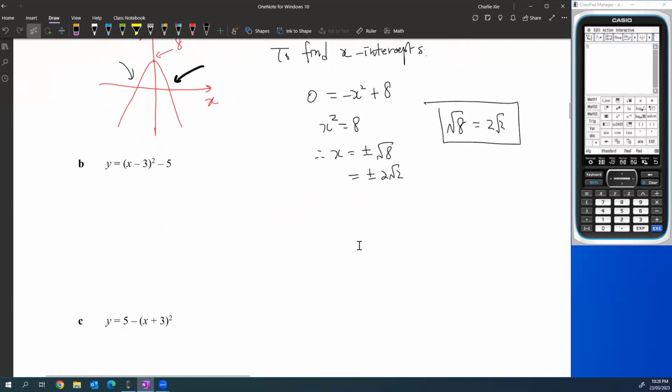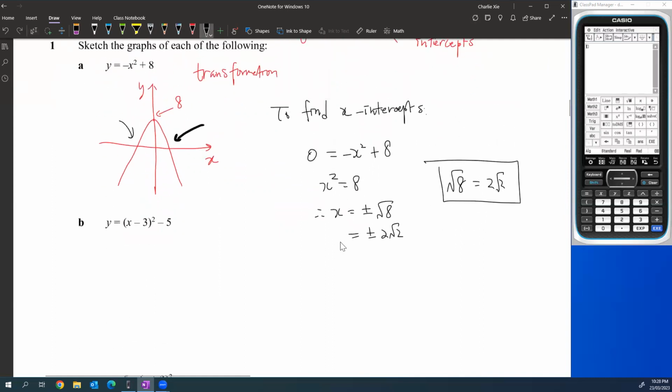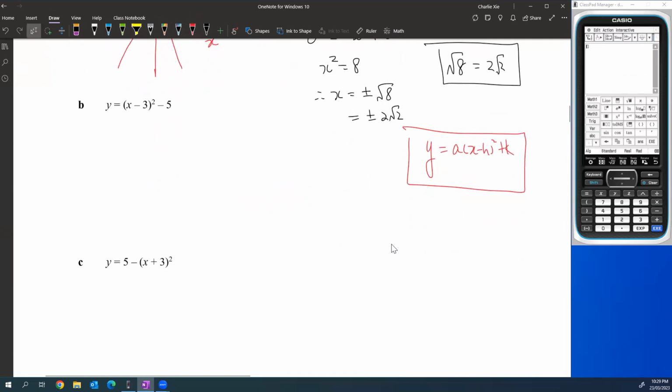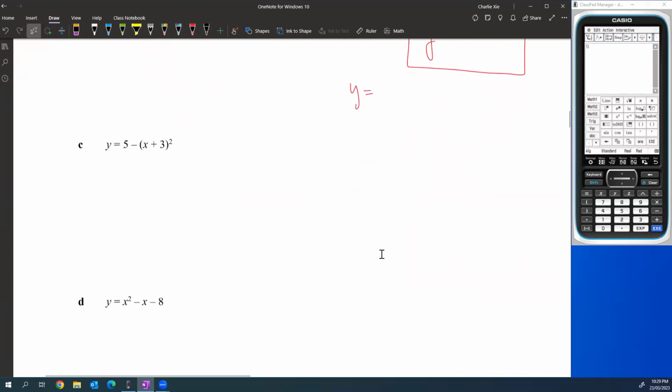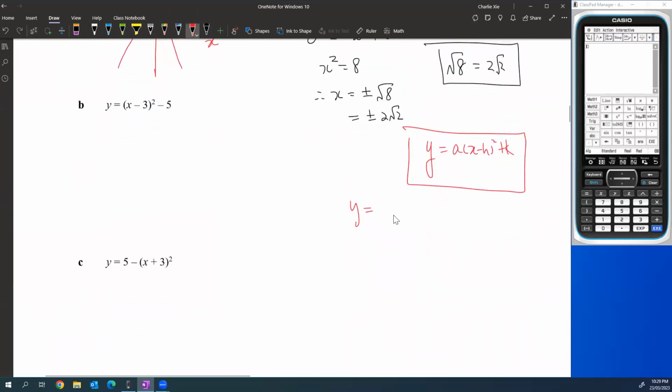Some people might like doing it using the turning point form. The turning point form of a quadratic would be y equals a bracket x minus h squared plus k. To use turning point form, you need to identify the turning point. The equation y equals negative x squared plus 8 is like negative bracket x minus 0 squared plus 8, where your turning point is at (0, 8).